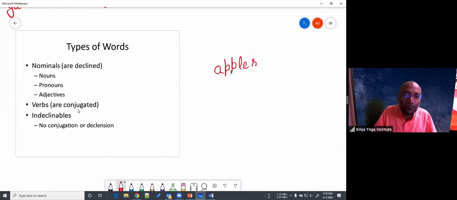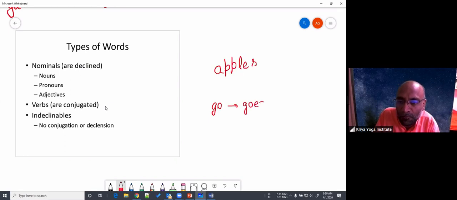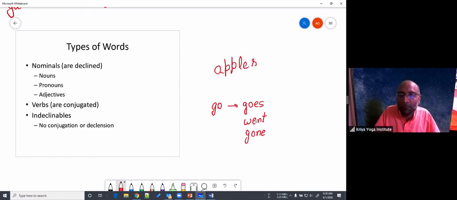Then we have verbs, and verbs are conjugated. Again, this is a technical grammar term that means the same thing: there are forms of the verb. So just like in English, if I say go is the basic form of a verb, and then I make from here goes, went, gone. These are all the same verb going through different forms.